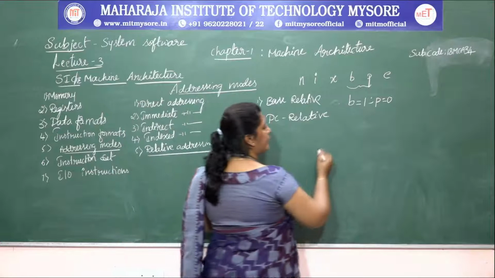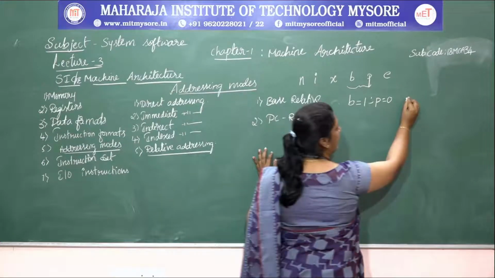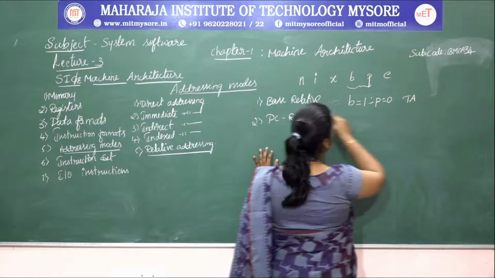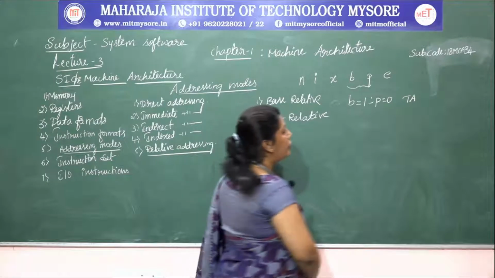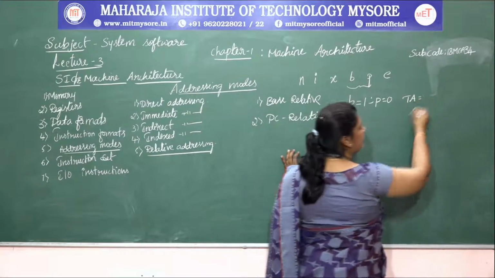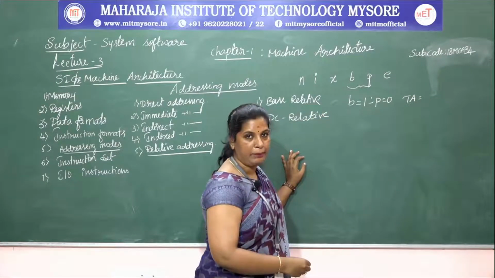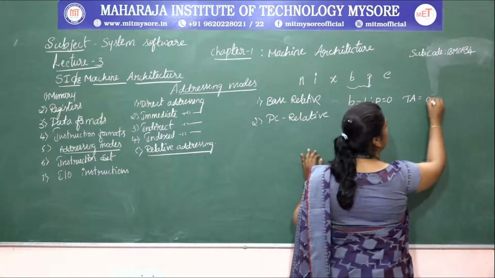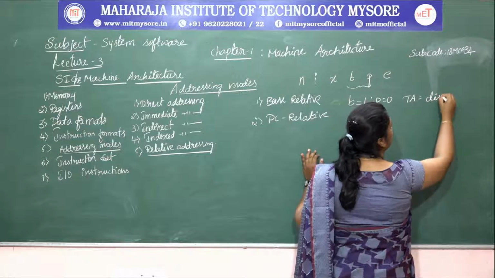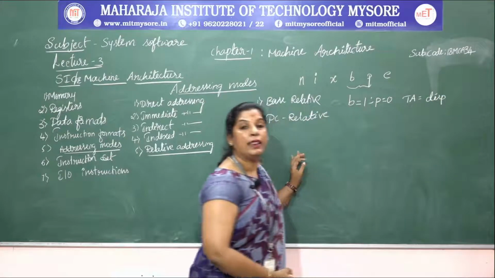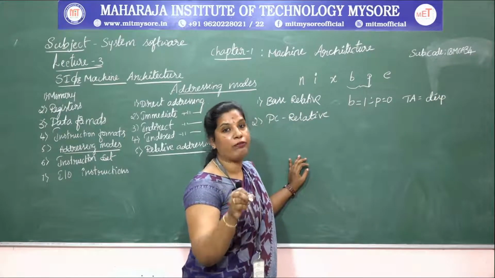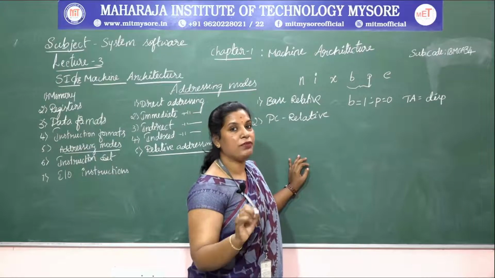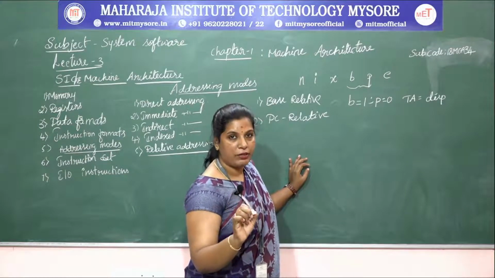Now we are going to calculate the target address for this base relative addressing mode. Both effective address and target address are the same. To get the target address, we should consider the displacement value. In format 3, we take the displacement value instead of an address.